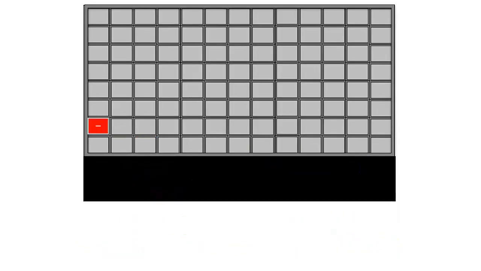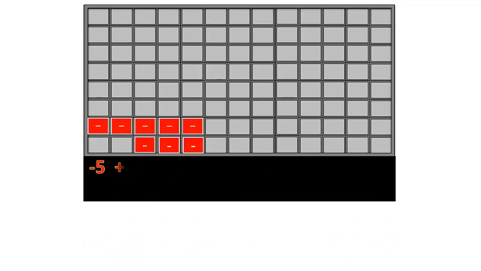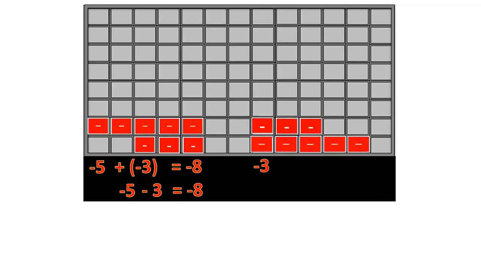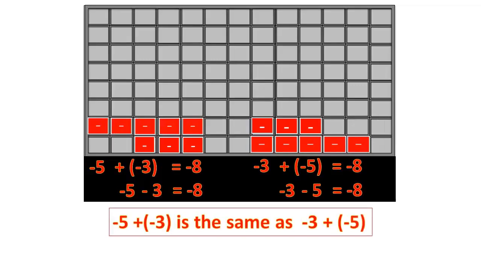Now let us consider two negative integers, minus 5 and minus 3. Let us add. Minus 5 plus minus 3 gives us minus 8. Similarly, minus 3 and minus 5 on addition we get minus 8. So, addition of integers is commutative.